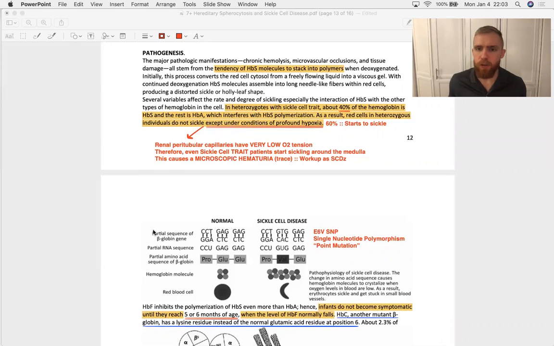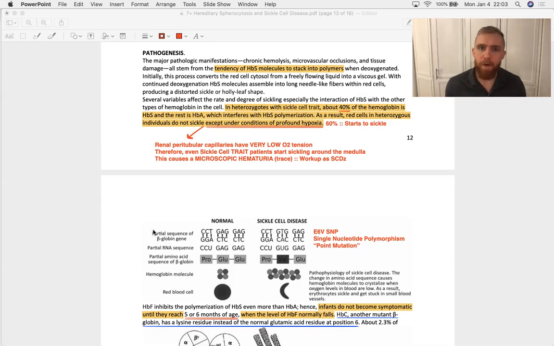So with sickle cell trait, moral of the story is you don't see any symptoms, except in one case of chronic hypoxia in a certain anatomical region. And that would be the peritubular capillaries of the kidney, which have a very low oxygen tension. Therefore, even patients that are heterozygous with sickle cell trait, they can get occlusion and sickling as blood moves into the medulla of the kidney. And this would present as a microscopic hematuria.